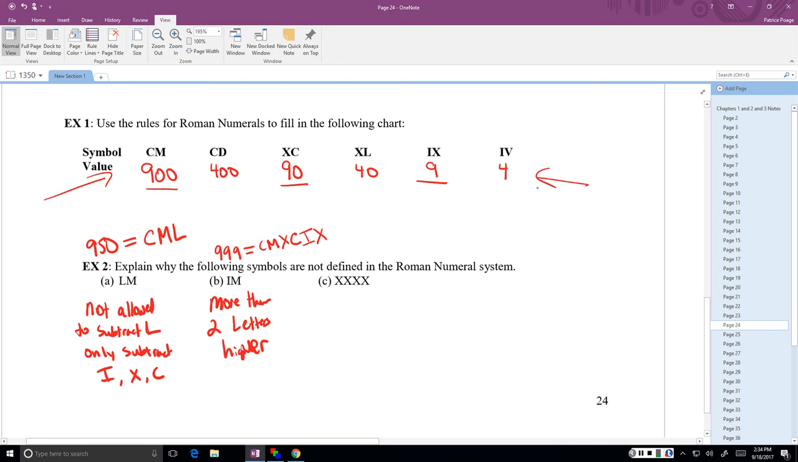And how come we can't have XXXX? No more than 3 consecutive identical letters. What were they trying to come up with? 40. Okay, how would we do 40 instead? There's the hint right above it. XL.